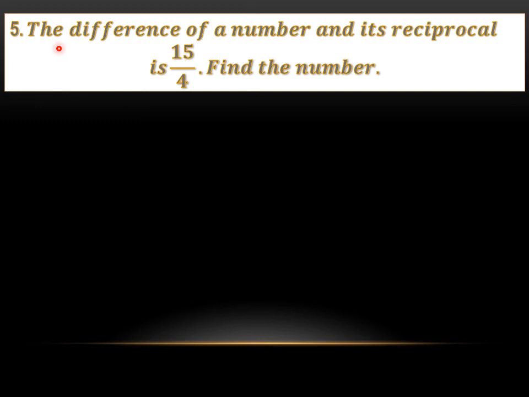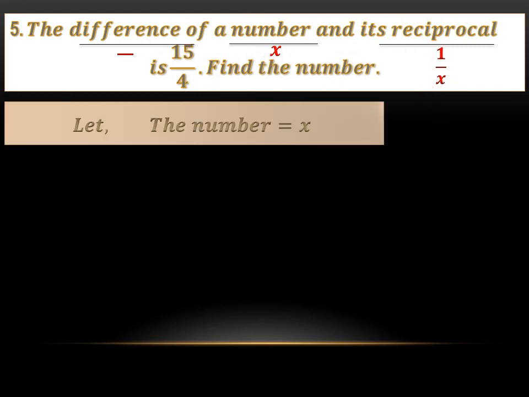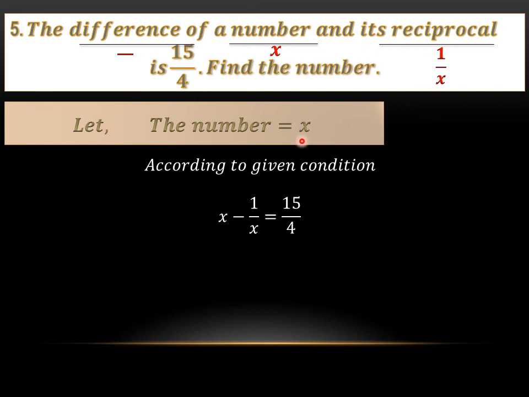Coming to part 5, the difference of a number and its reciprocal is 15 by 4. Difference means minus. A number, we always suppose the number as x. Its reciprocal, the reciprocal of what? Reciprocal of the number. So how do we take the reciprocal? We take the reciprocal as 1 over x. We have to subtract 1 over x from x. So consider the number as x. According to the given condition, x minus 1 over x will become equals to 15 by 4.